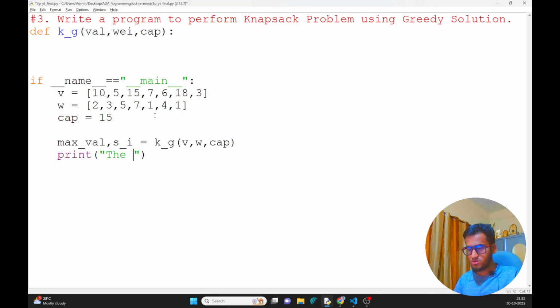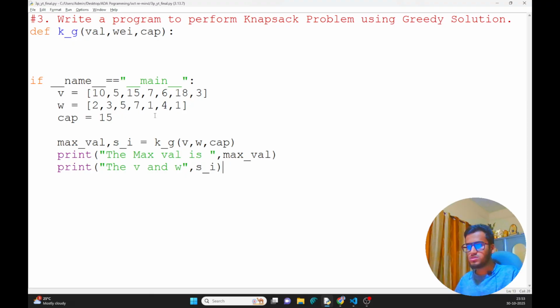Okay, the maximum value is, comma max val. Okay, print the value, no, not value. We are printing the value and the weight, how it has been compared. You will get to know what I'm talking about. Okay, don't worry.